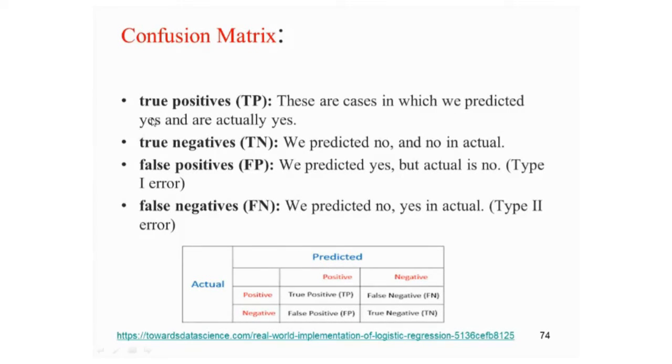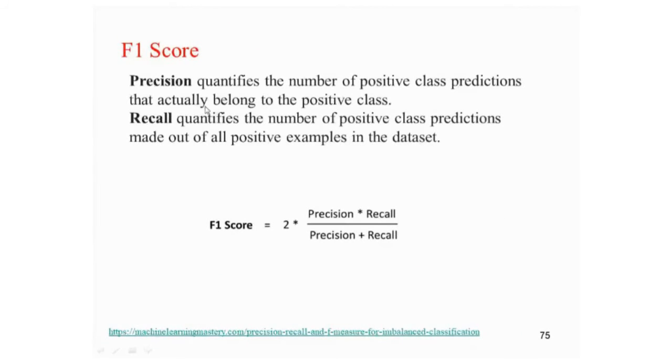So here you can see that we have 4 parameters: true positive. These are the cases in which we predicted yes and are actually yes. Similarly for true negative, we predict no and it is no in the actual. False positive, we predicted yes but actual is not, and similarly for the false negative. So here we will find the precision and recall.